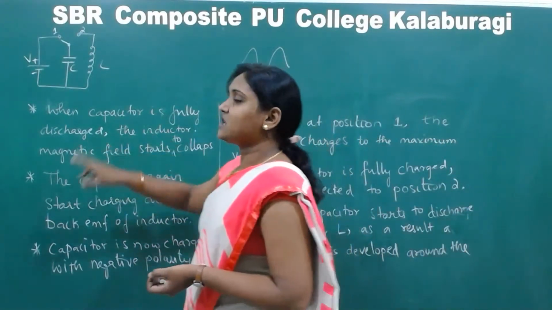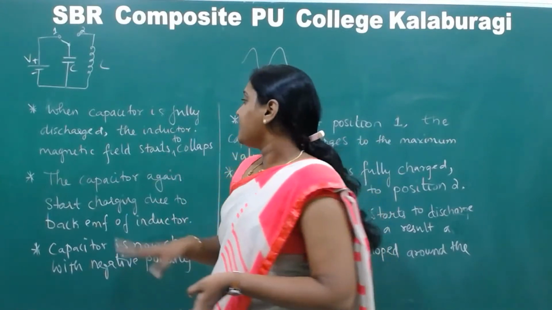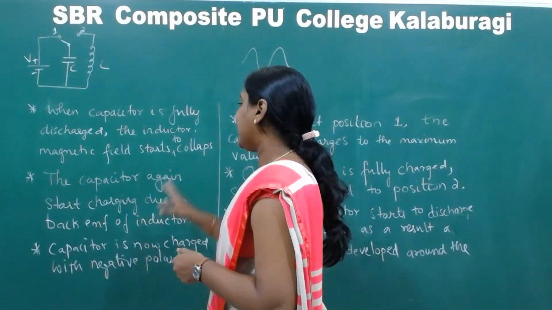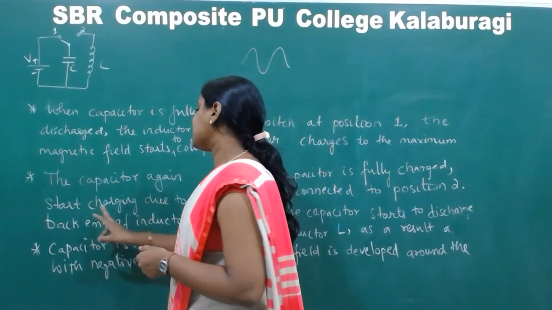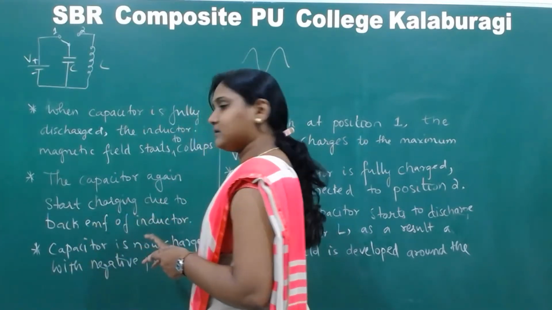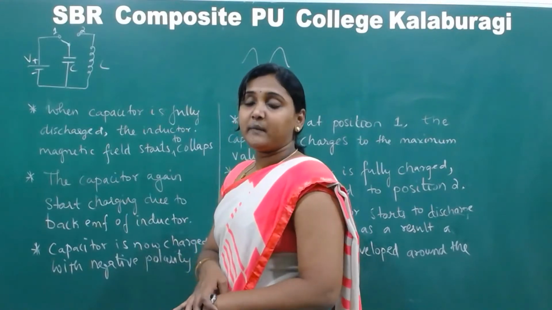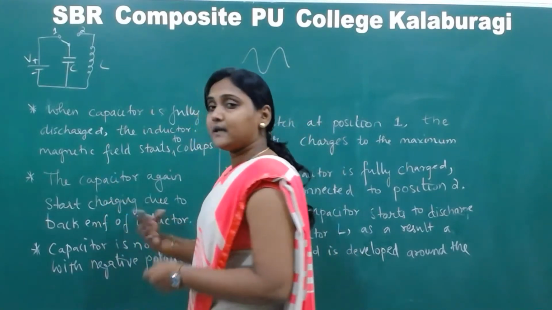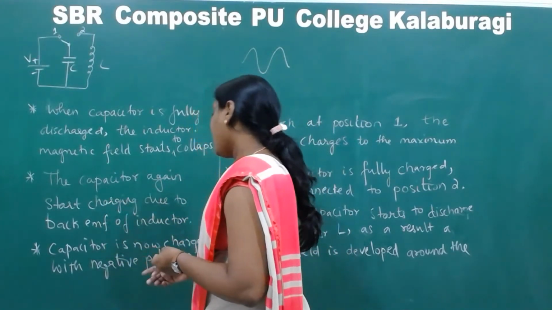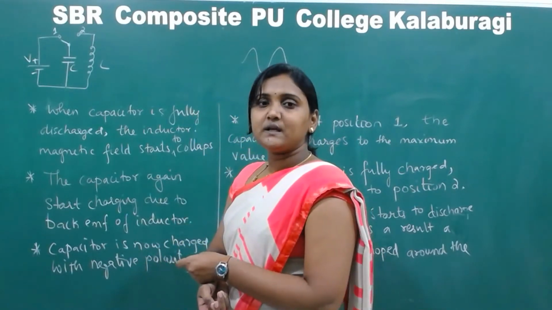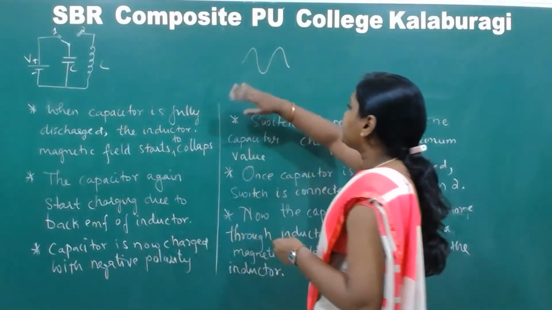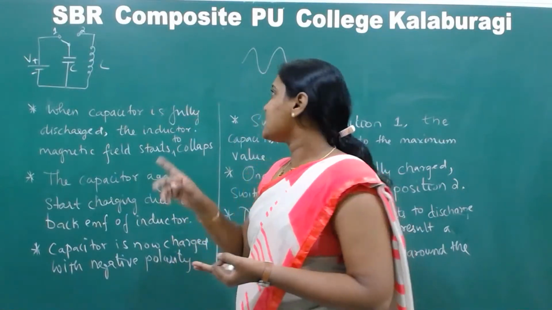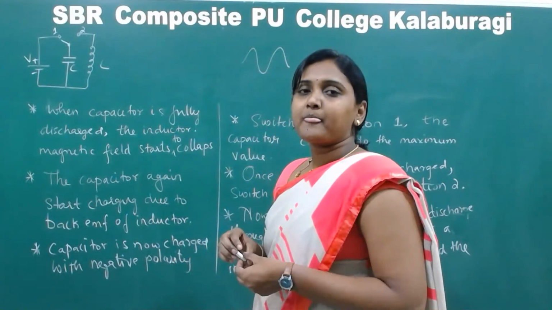Then the capacitor is fully discharged. Now the capacitor is completely empty. Now what happens? The inductor magnetic field starts to collapse. The capacitor again starts charging due to the back EMF of the inductor. As it is collapsing, the magnetic field is dropping. As a result, the back EMF is going to charge the capacitor again, but the capacitor is charged with opposite polarity, right? That's why this continuous process of charging, discharging, charging, discharging is going to produce the oscillations.